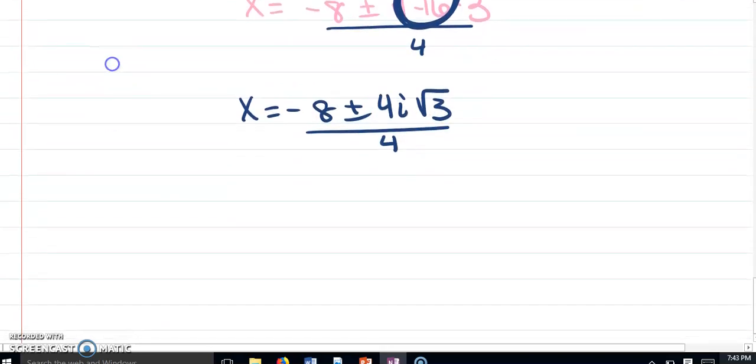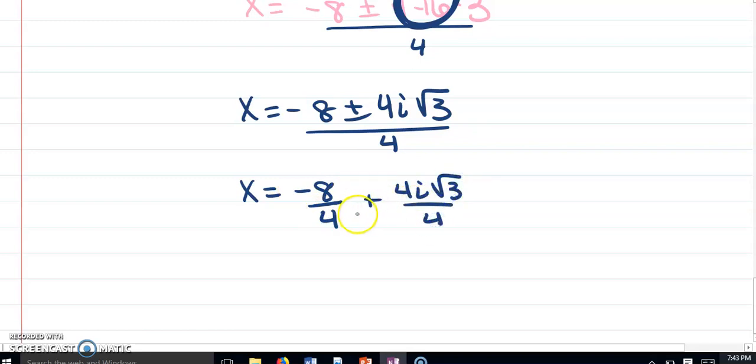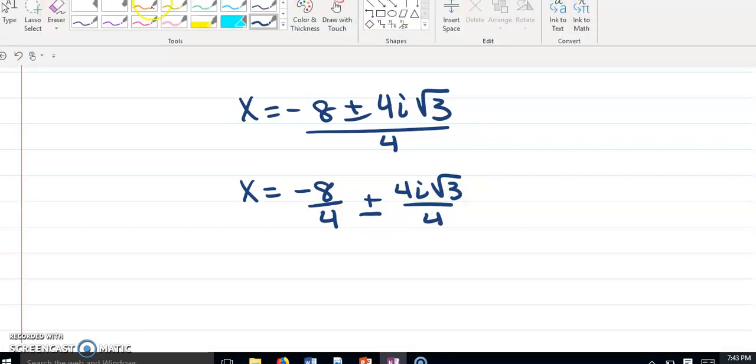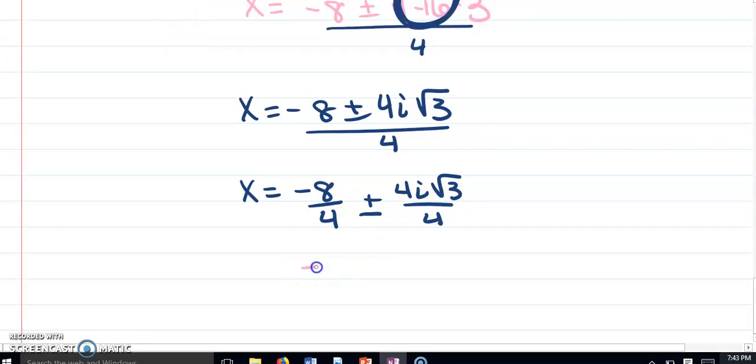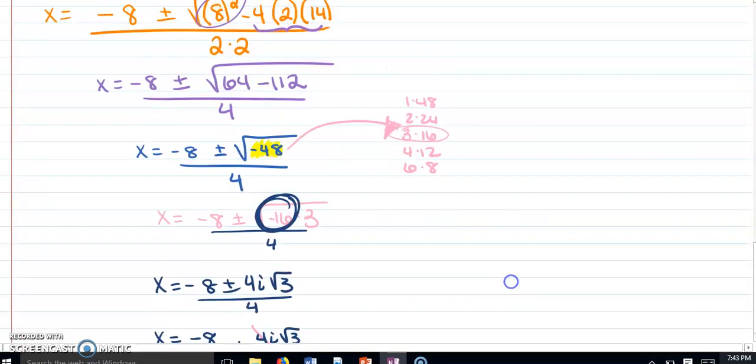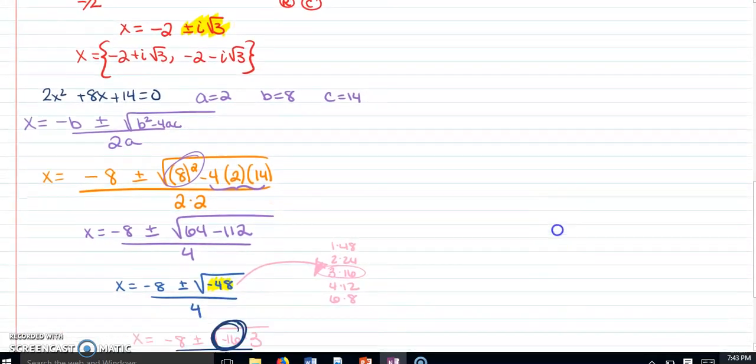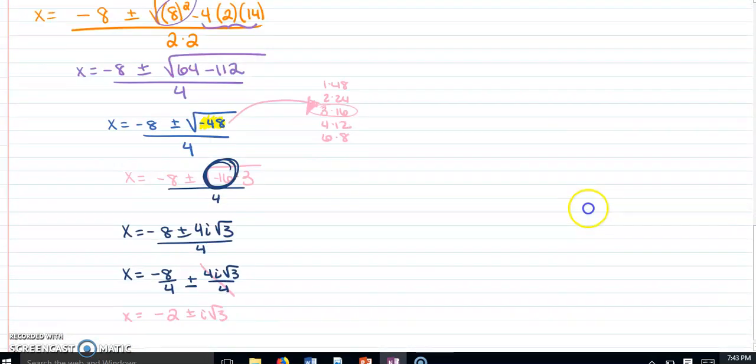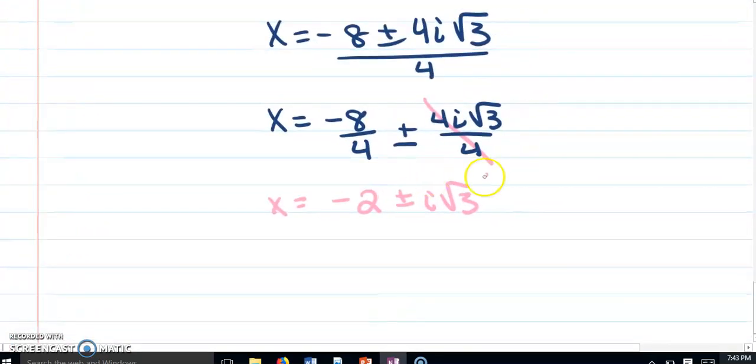And just like we do in completing the square, we're going to write this out as separate fractions. Negative 8 over 4 plus or minus 4i square root of 3 over 4. Negative 8 over 4 simplifies to negative 2 plus or minus i square root of 3. x equals negative 2 plus or minus i square root of 3, which is the same thing that we had when we did completing the square. So either way, you get the same answer.